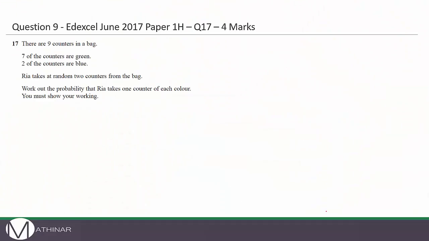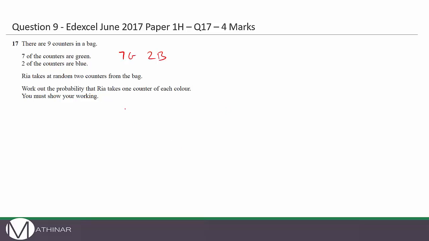Here's question 9. This has been taken from the Edexcel June 2017. It's taken from paper 1 higher, which is the non-calculator paper. It was question 17 in that paper and it was worth a total of 4 marks. So there are 9 counters in a bag. 7 are green and 2 are blue. Ria takes 2 counters at random from the bag. Work out the probability that Ria takes 1 counter of each colour.